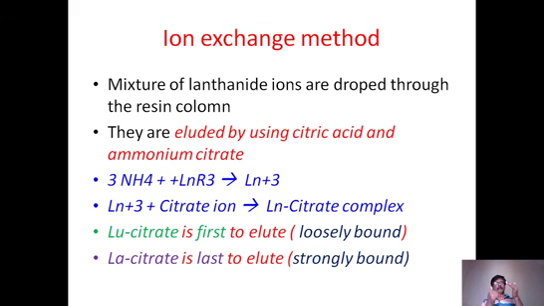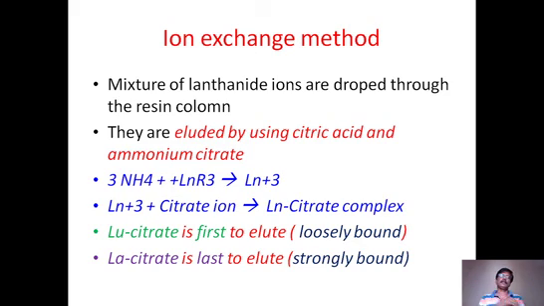Elution means coming out from the column. A column chromatograph is there. Then from that, one by one comes out. Once you add citric acid and ammonium citrate, this ammonium again reacts with the lanthanum and the resin form that is already there. That is, the lanthanide is attached to the resin.